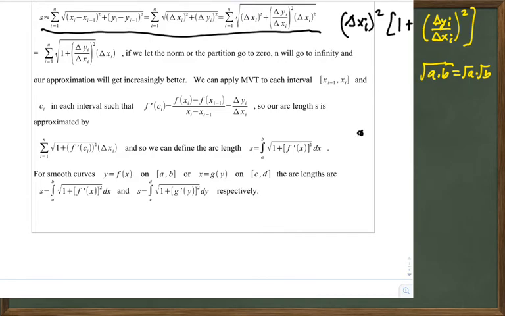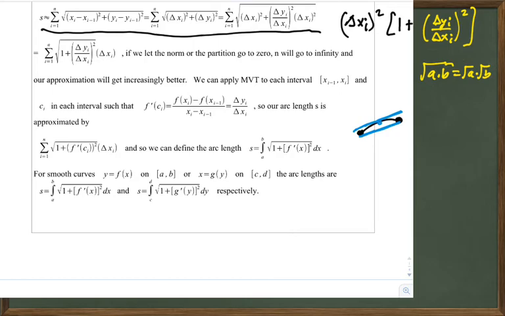So, here's a subinterval, and then remember the mean value theorem said that here's your tangent line, okay, and that is going to be parallel to the secant line connecting those 2 points. So the mean value theorem says that there's a point of tangency where the slope at that particular point is the same as the secant slope. So that was your mean value theorem.